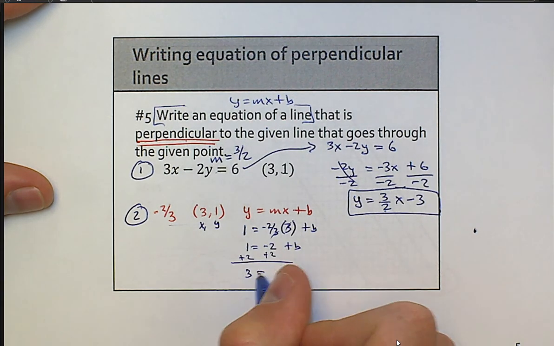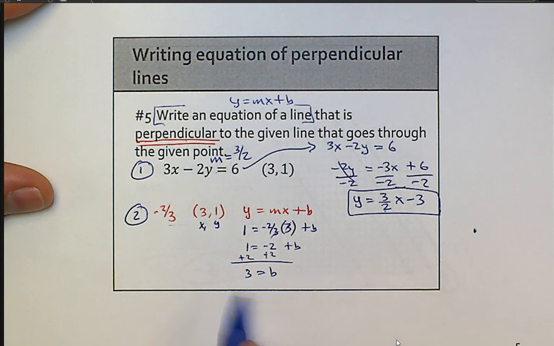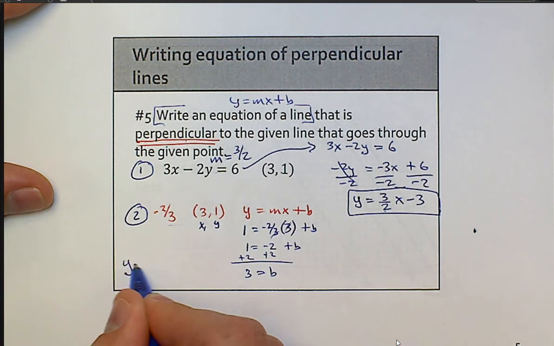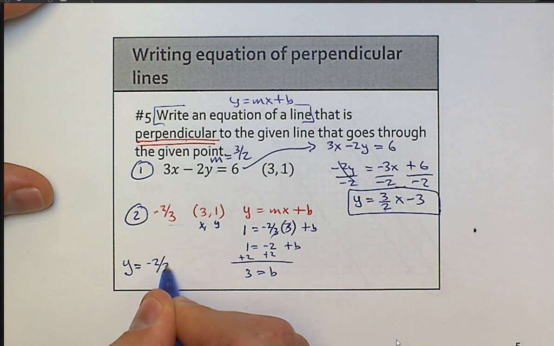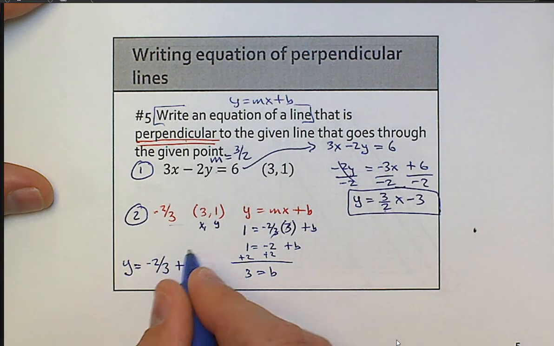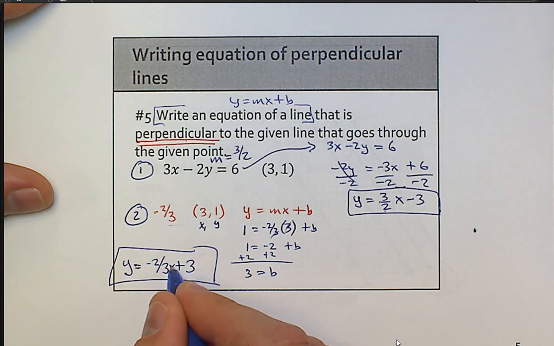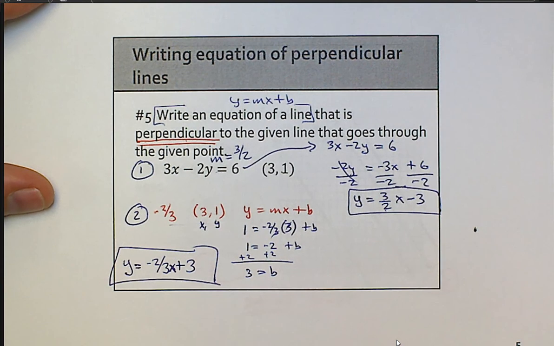It's just a coincidence that the two examples had y-intercepts of 3. My final answer is y equals -2/3, that's my slope, and then plus 3. Oops, I forgot the x in there. y equals -2/3 x plus 3.